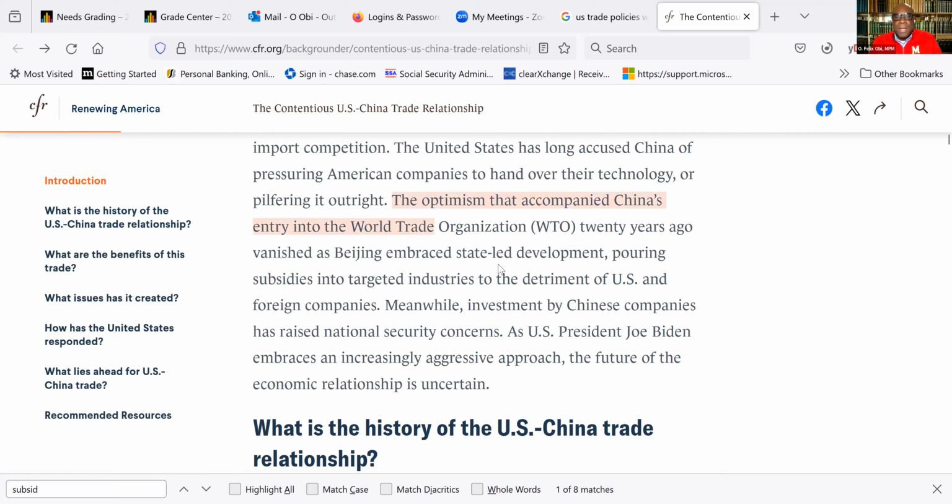So look at this. The optimism that accompanied China's entry into the World Trade Organization 20 years ago vanished as Beijing embraced state-led development, pouring subsidies into targeted industry to the detriment of US and foreign companies. When you begin to subsidize and engage in anti-competitive trade practices that run counter to the rules of international trade, it creates tension. So this one article actually highlights it. In just looking for this one article, in my first search, that's where I will stop.